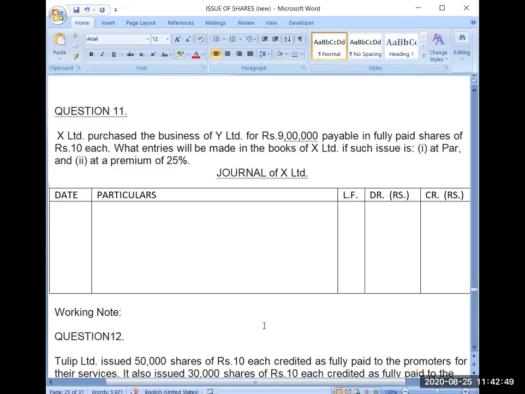The question is asking the journal entries in the books of X Limited, not in the books of Y Limited. So be careful in these questions. If such issue is at par and at premium. So there are two types of questions: when you are issuing shares to Y Limited at par, and second, when you are issuing shares to Y Limited at premium. Now see how you will be doing it. So I will be just making two formats for that purpose.